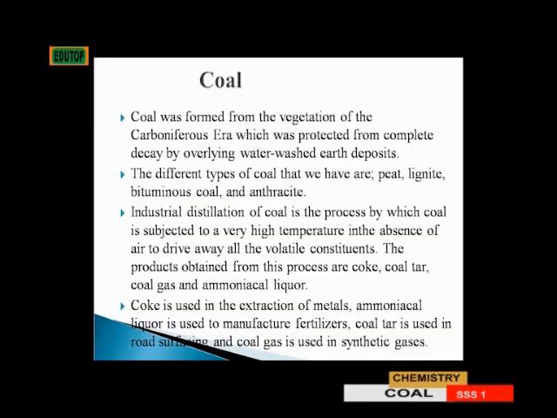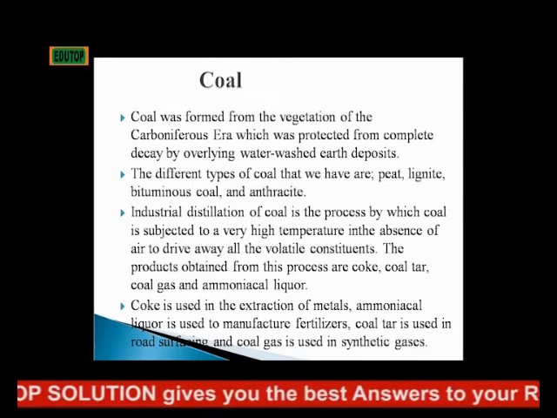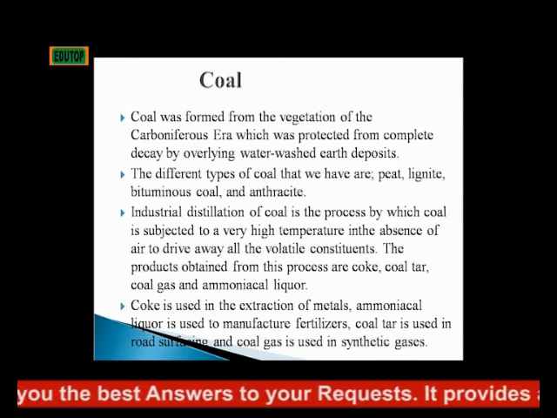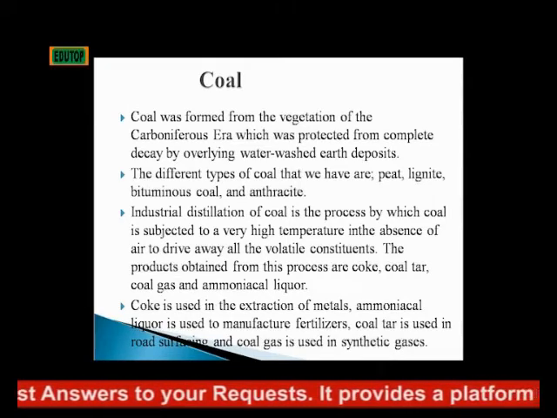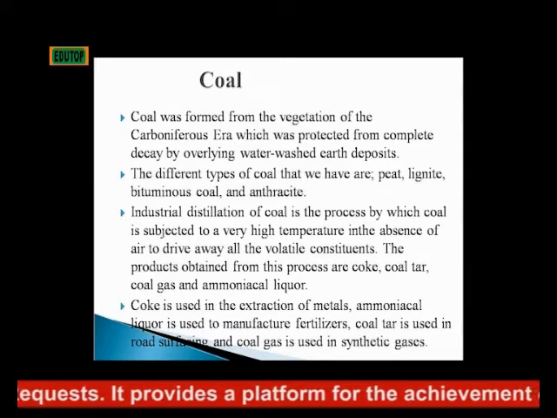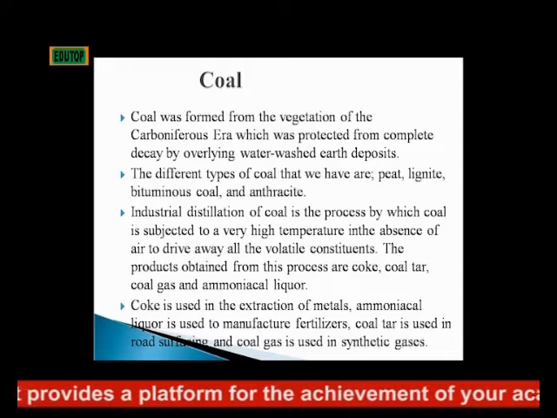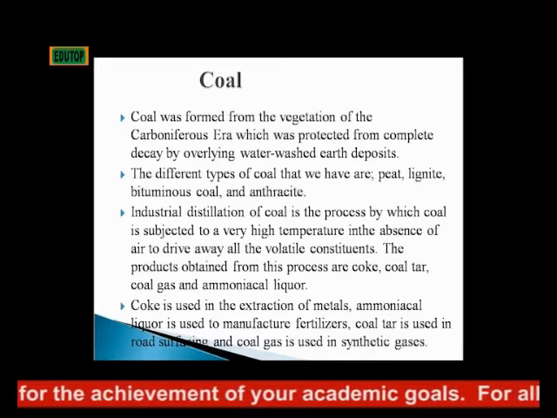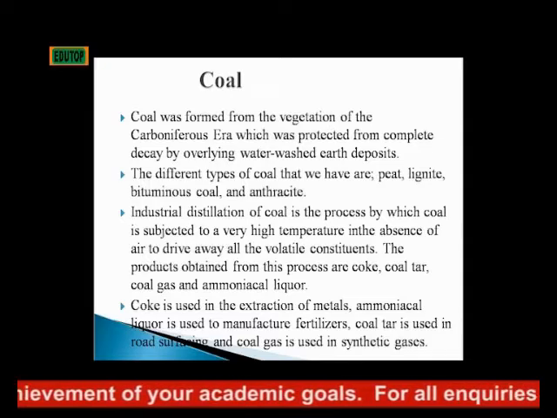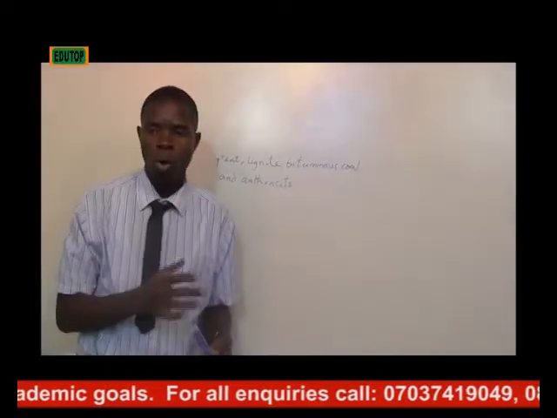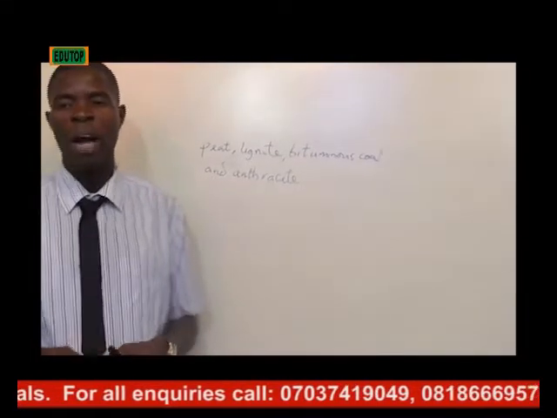Coal. Coal was formed from the vegetation of the Carboniferous era, which was protected from complete decay by overlying water-washed earth deposits. The different types of coal that we have are peat, lignite, bituminous coal, and anthracite. These are the types of coal that we have.